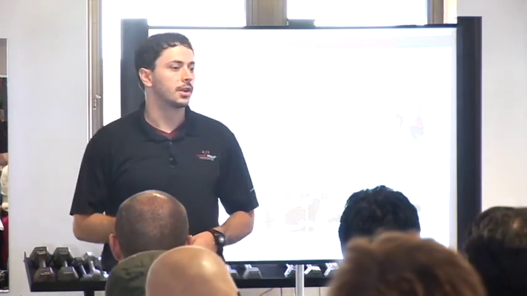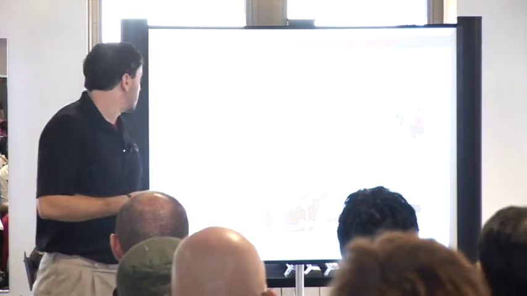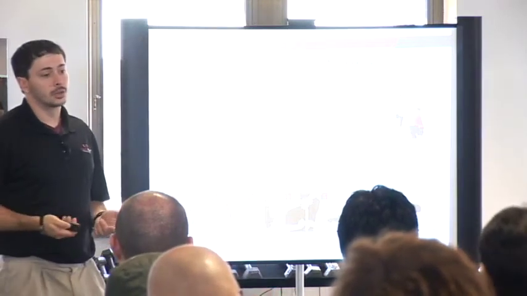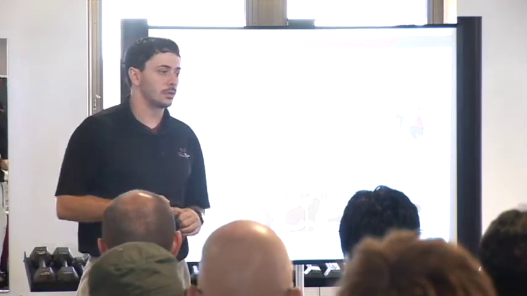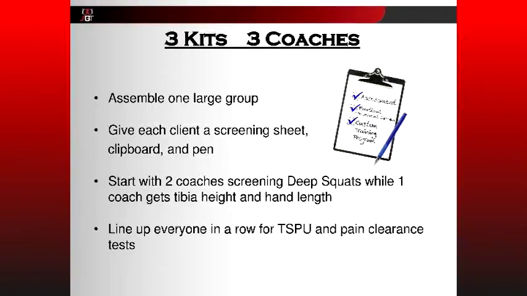And then done with rotary stability, you're on your way to, whether you've got to go get a 40-yard dash or whatever you've got to do. So that's our 6-kit, 7-coach method. It's not the most cost efficient, but you can get through the most people in the shortest amount of time with accurate data. The next one, this is where a lot of people use our 3-kit, 3-coach.